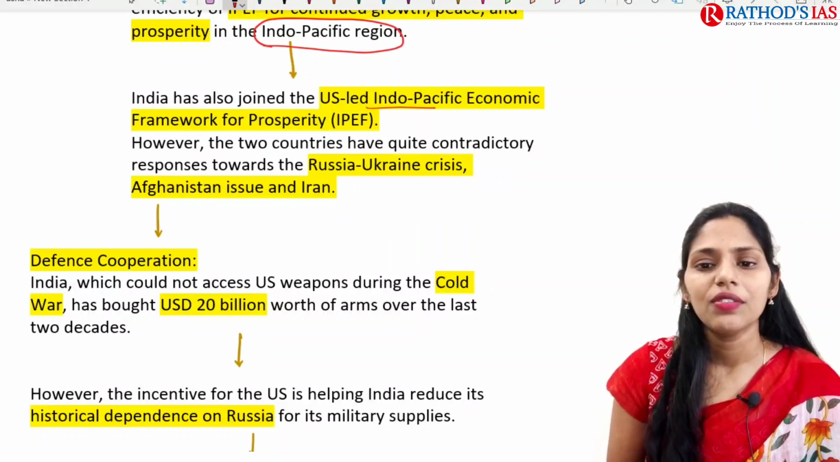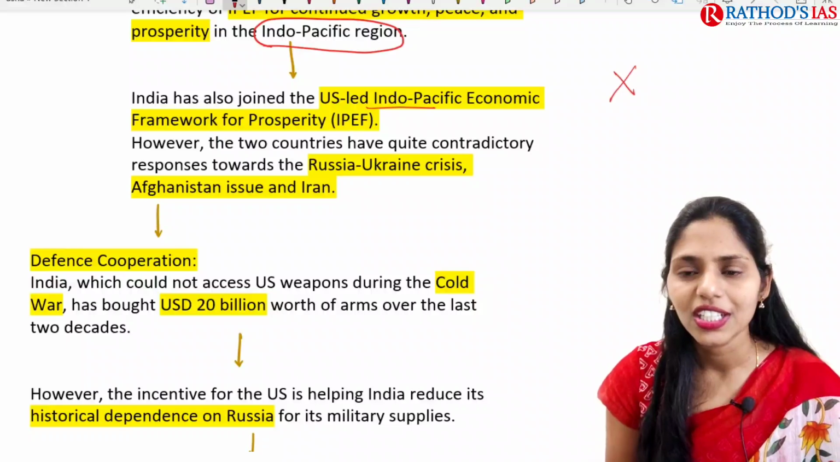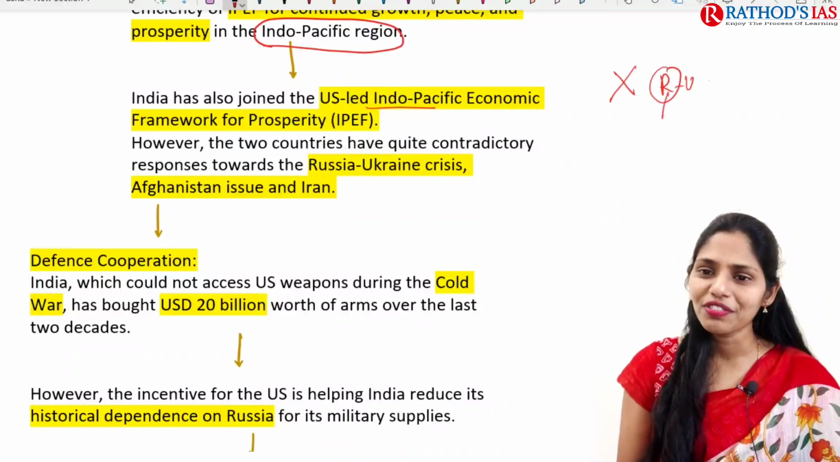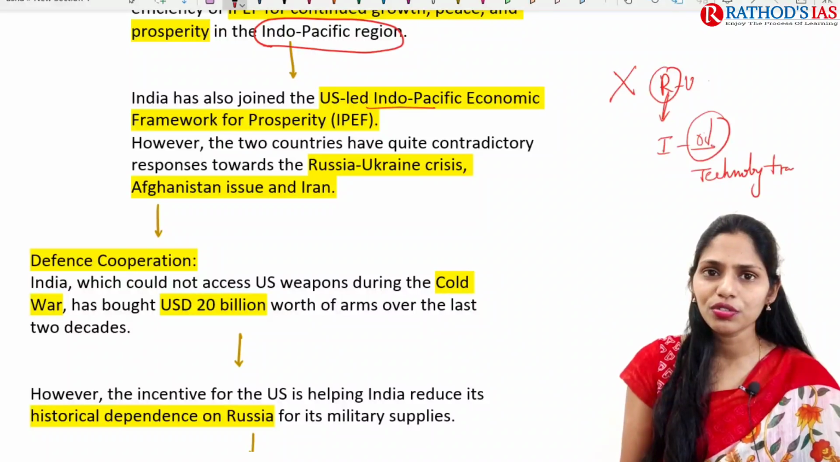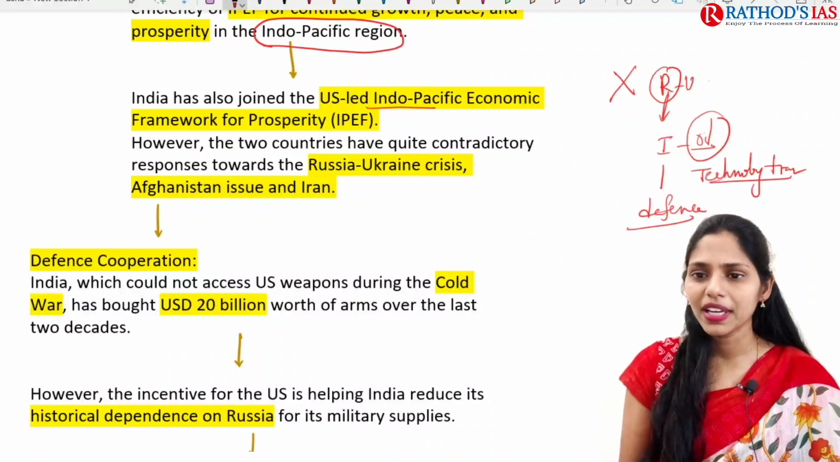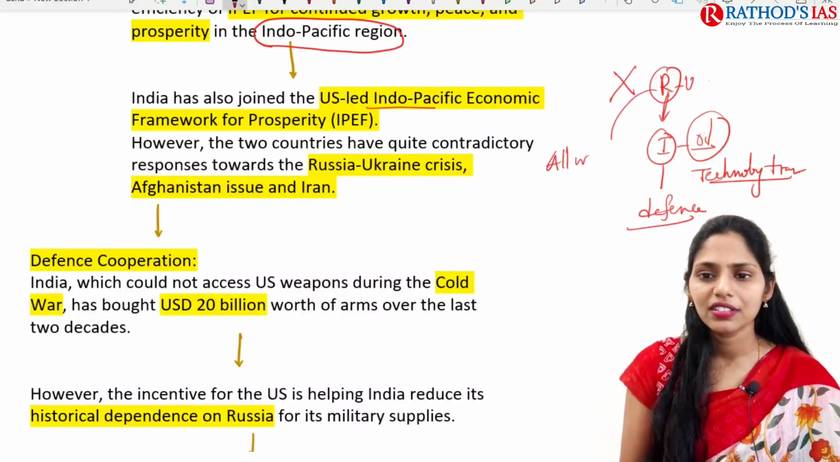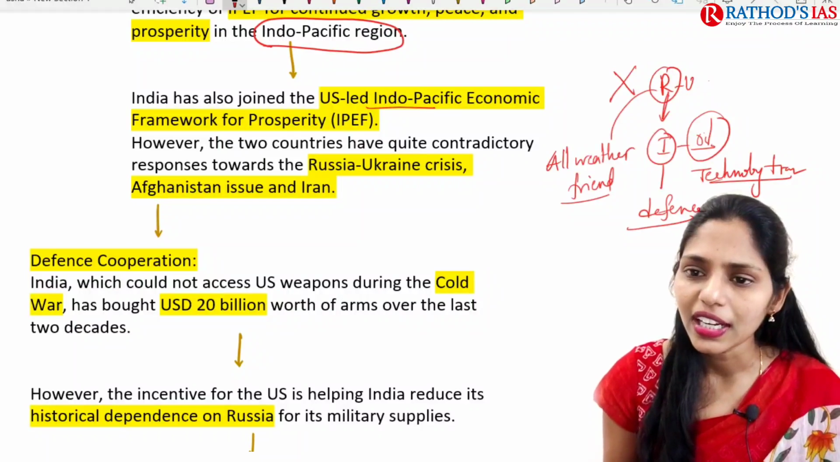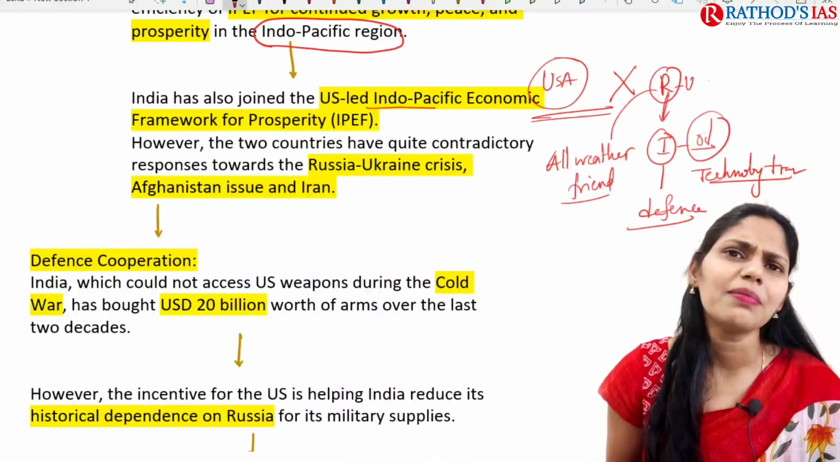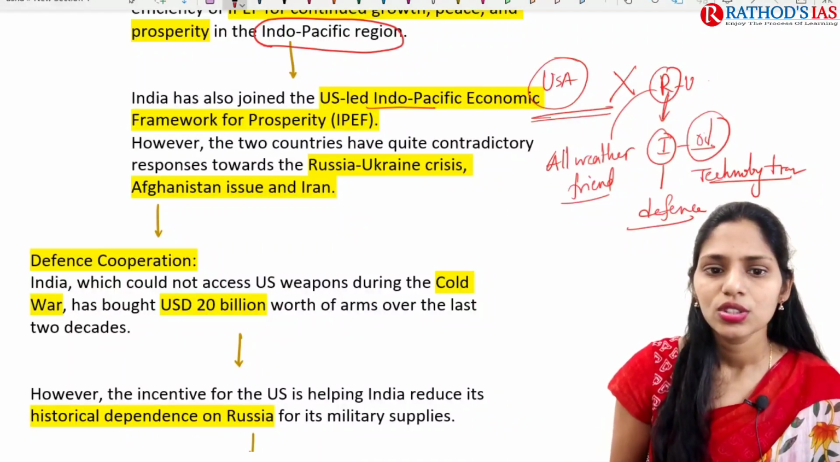And on the other side, there are some contradictions, that is the opposite side. That is the Russia-Ukraine crisis. Here Russia is important for India because we are getting oil at a discounted price, and we are getting technology transfer also from Russia, and we are getting defense equipment from Russia. So in all ways, Russia is helping India, and Russia is an all-weather friend for India. In this context, Russia is a rival to the USA. So in this way, there are some points which are opposite to the USA.